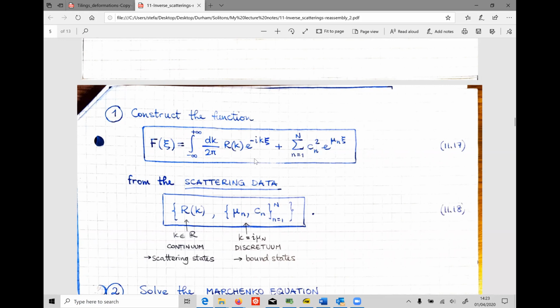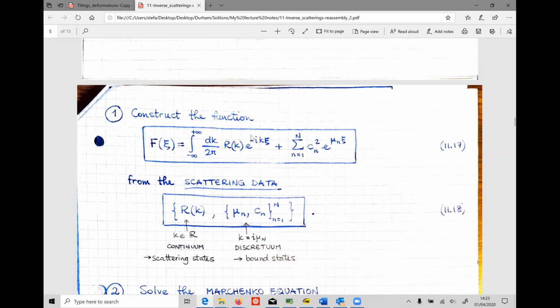So the first contribution is the Fourier transform of the reflection coefficient R of k. That is associated to a continuum in the spectrum and to the scattering states. Then there is also a discrete sum over small n from 1 to capital N, which is the number of bound states, of a real exponential where the exponent here is mu n times xi.